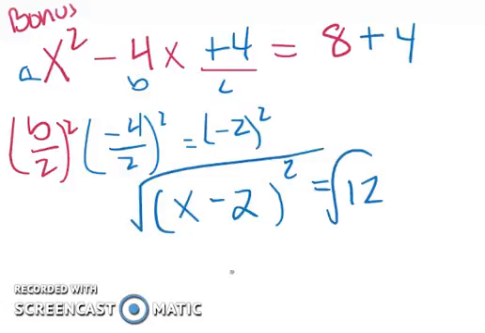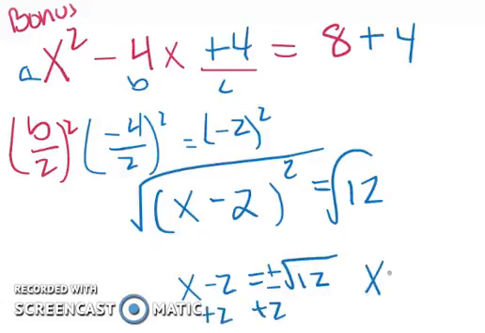And then we're going to take the square root of both sides. We get x minus 2 equals the square root of 12. We always got to write plus or minus. There is no square root of 12, so all I have to do is add the 2 over. And we get x equals 2 plus or minus square root 12.